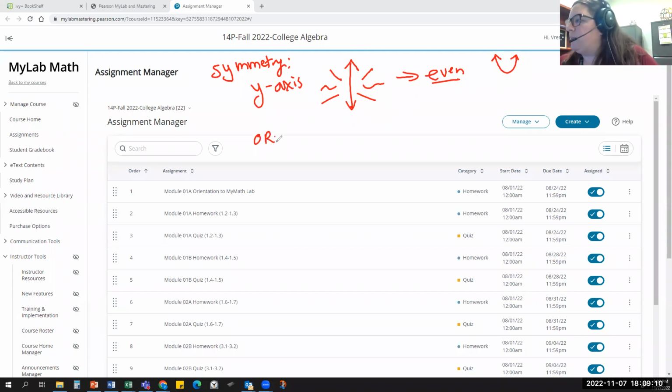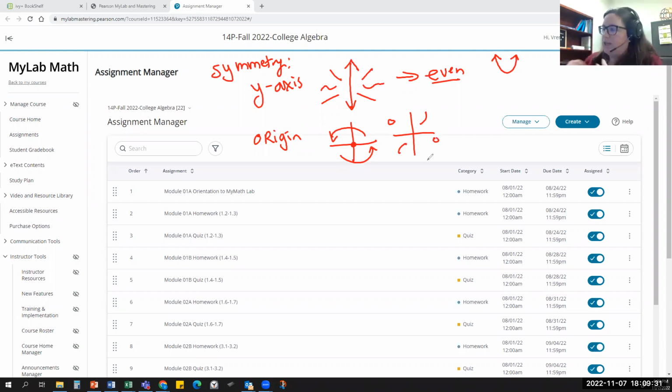Then you have symmetry with respect to the origin. So now you want to think of the origin as a center of rotation, where that graph can rotate halfway around and match up with itself. If you have a piece over here, you have to have a matching piece, whatever it's doing. So you have that rotational symmetry, and that's going to correspond to an odd function. That would be like your x cubed graph. As long as that center of rotation is located on the origin, that would be an odd function.